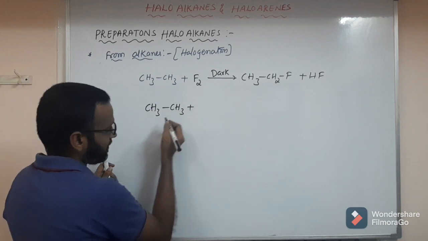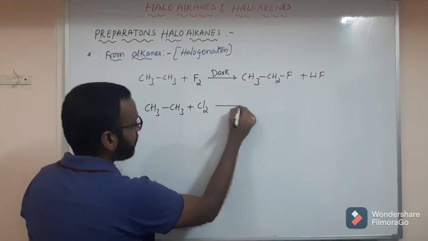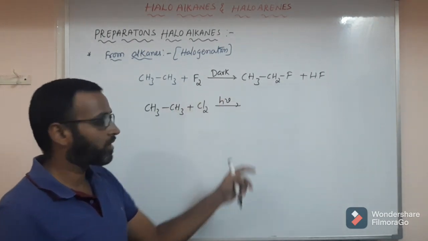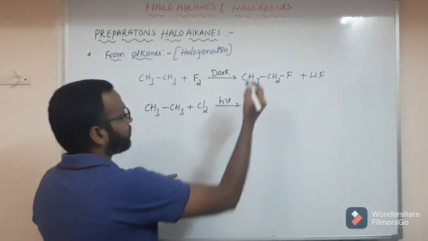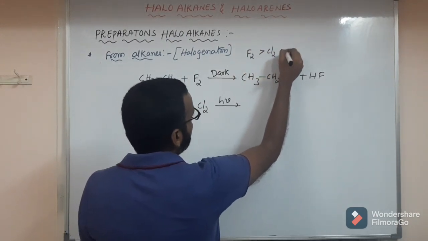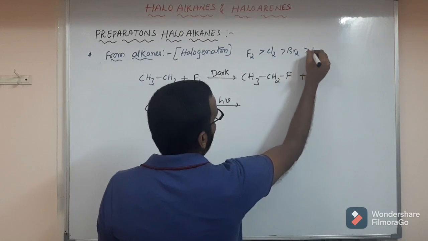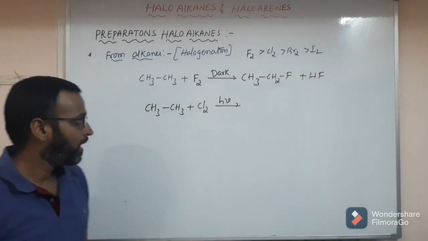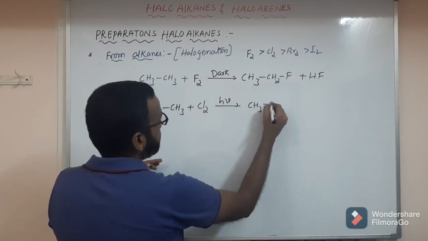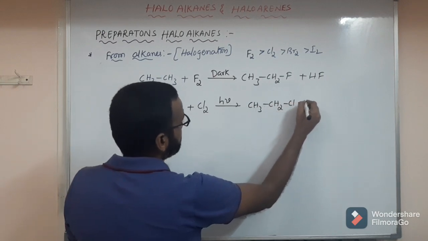CH3 single bond CH3 means ethane. When it reacts with chlorine, sunlight is required. So here light is not required, there light is required. Towards halogenation, the most reactive is fluorine, then chlorine, then bromine, then iodine, like this. Now what you have here is simply CH3CH2Cl plus HCl.